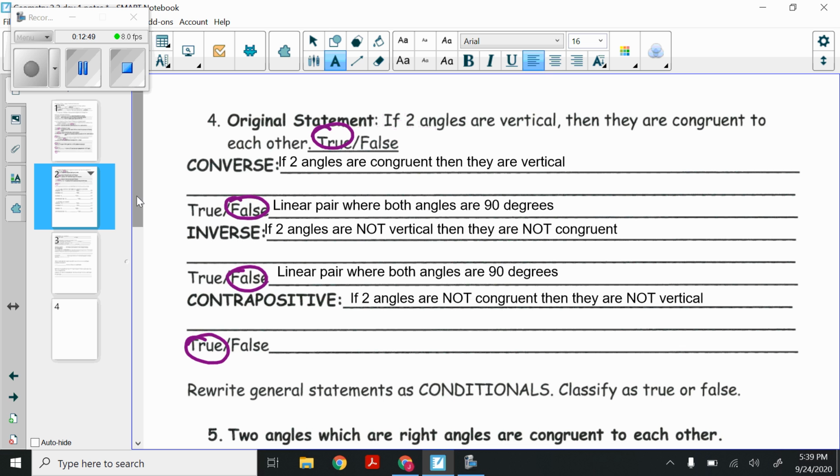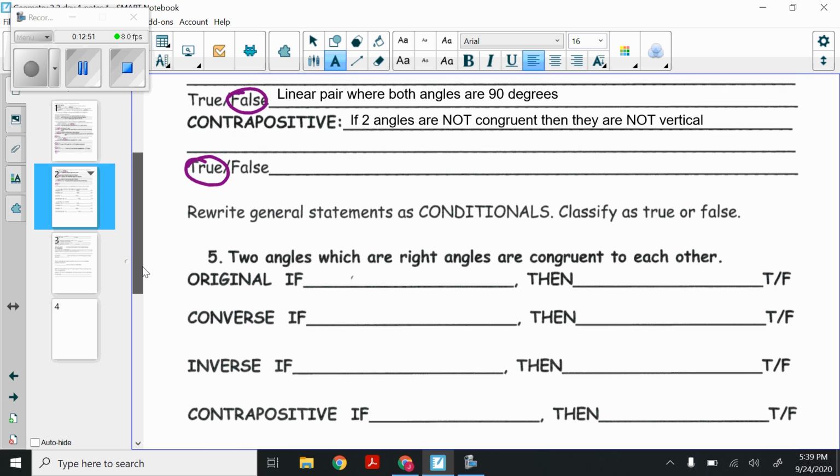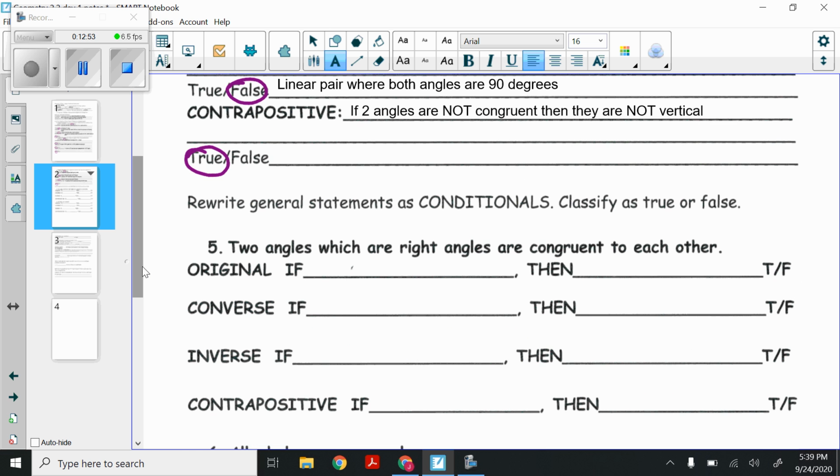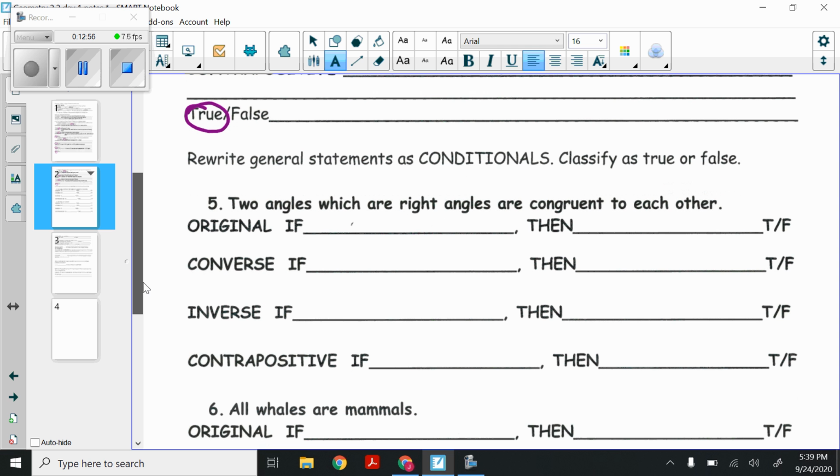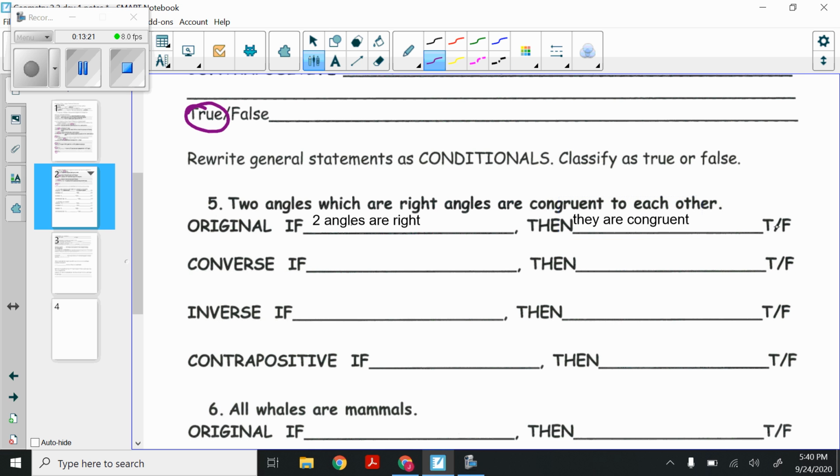All right, so now we're going to talk about rewriting general statements as conditionals and then classify as either true or false. So now they just give me a statement: two angles which are right angles are congruent to each other. So the original statement would say if two angles are right, then they are congruent. Is that true or false? If two angles are right, then they are congruent. They're both right angles, so they're the same. That's true.